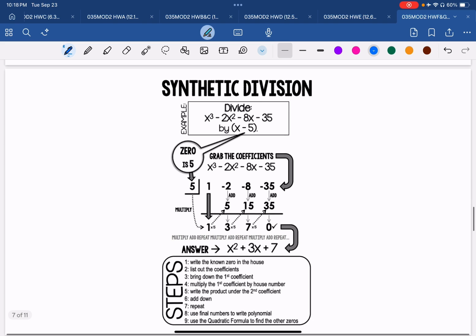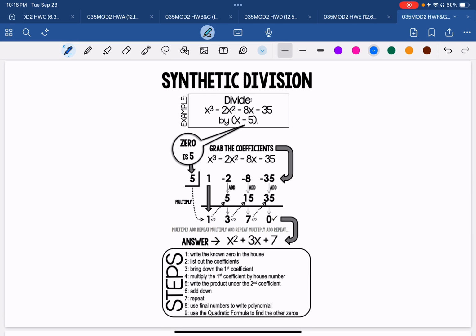And I've also got a sheet similar to the long division one with synthetic division in here. It just kind of marks everything out, so if you forget when to add and when to multiply, it's a pretty nice reminder with everything in there for you. So again, you can print this out or you can write it out in your notes.